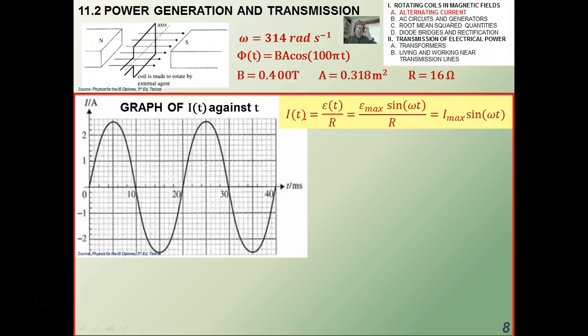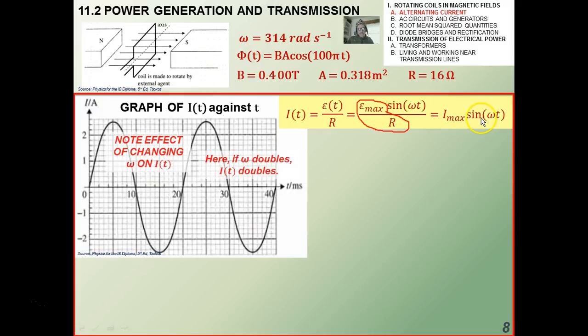I and V are not common, which is the whole point of alternating current. So now Ohm's law becomes I of t equals V of t over R. That's going to be the maximum voltage times sine omega t, as we saw before, over R. But this quantity, V max or epsilon max over R, is the maximum current. So I can also write it as I max times sine omega t.